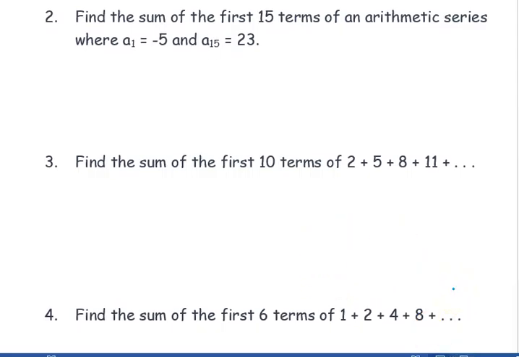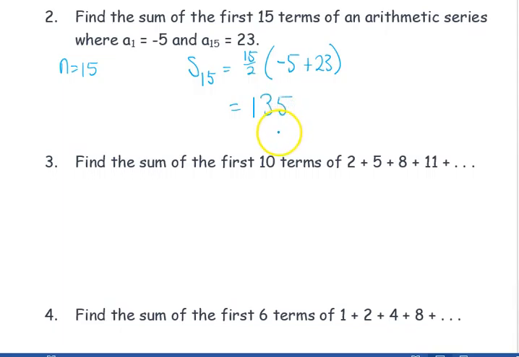Alright, we want to find the sum of the first 15 terms, so n is 15, of an arithmetic series where a sub 1 is negative 5 and a sub 15 is 23. This time we're not missing anything, so I can just plug straight in. S sub 15 would be 15 over 2 times (negative 5 plus 23). I do my calculations, and I should get 135.